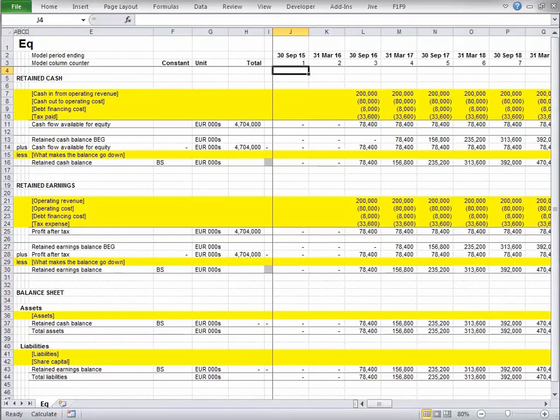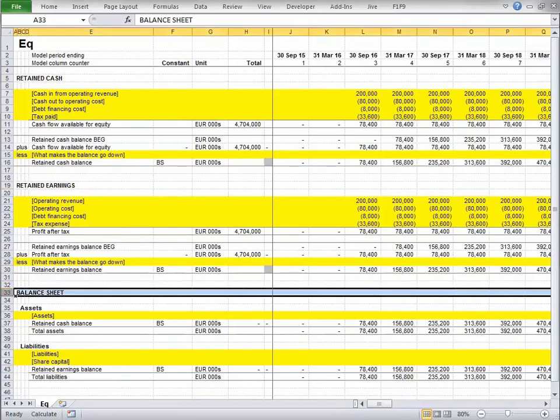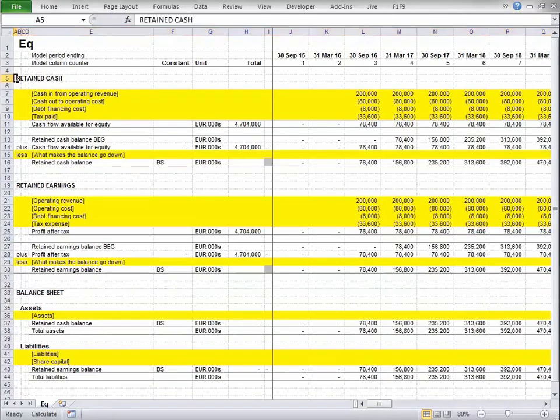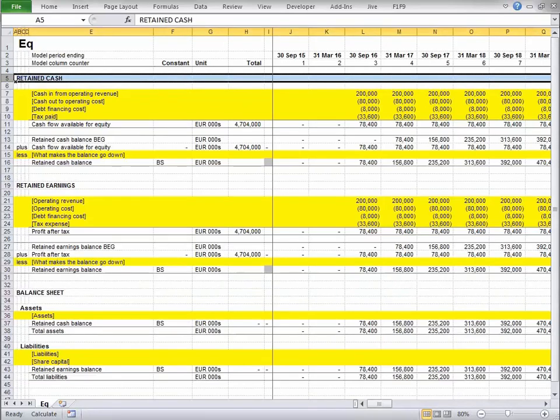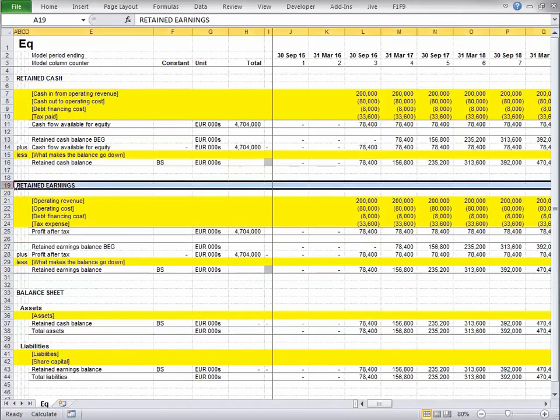I plan to have another worksheet called FinStat, where I will put my three financial statements. And just a reminder, you will see on the FinStat sheet the balance sheet containing my retained cash and retained earnings balances, the cash flow statement that answers the question, what makes retained cash go up? And finally, the income statement that answers the question, what makes retained earnings go up?